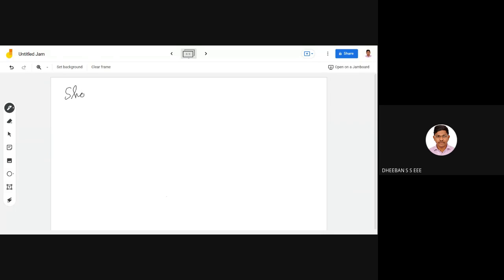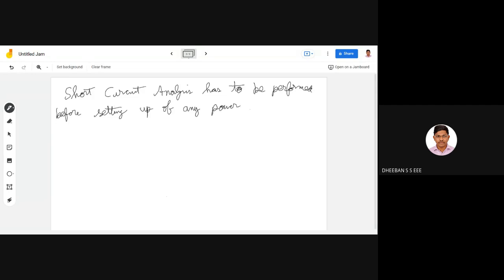So short circuit analysis has to be performed before setting up of any power system. So if you're modeling a system, you're going to erect a new power system. For example, you're going to erect a new power system from Chennai to, you can take Madurai. Chennai to Madurai, you're going to erect a new power system network.